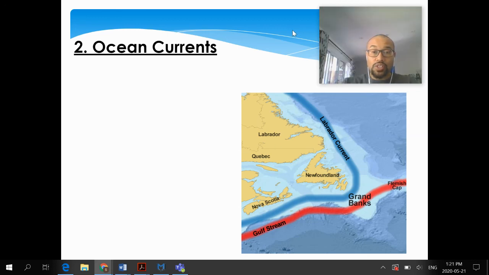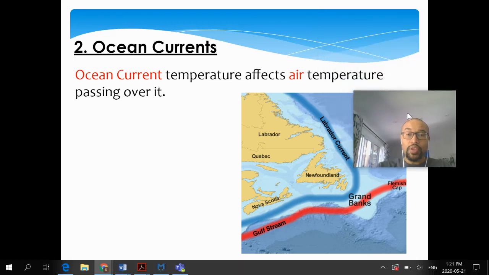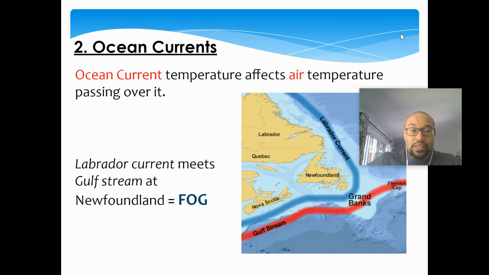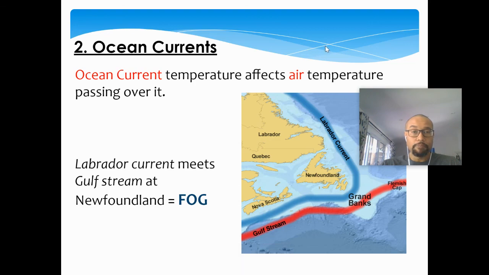You can also see that because that cold Labrador current interacts with that warm Gulf Stream that's coming up, what you get, and again, if you've been out to the East Coast or your family's from there or you go visit sometimes, you get a lot of fog caused by that convergence of the cold Labrador current with that warm Gulf Stream, causing a lot of fog on the East Coast.